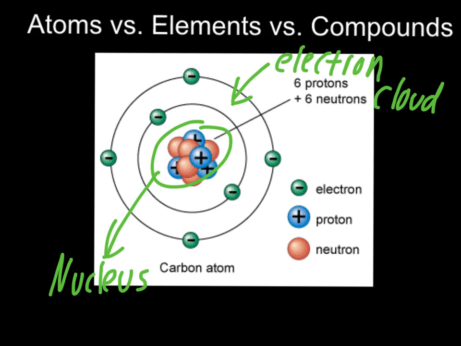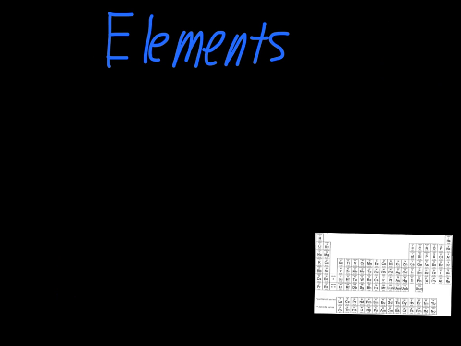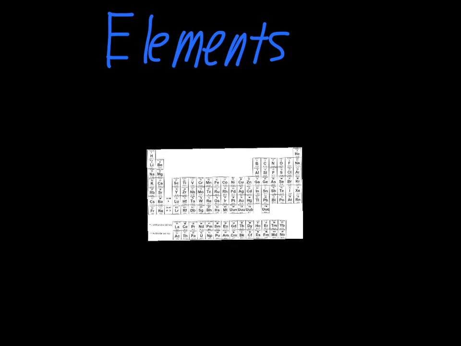The next one for us to talk about are elements. The simple definition for an element is that it's a pure substance that cannot be broken down into other substances by physical or chemical means. Basically, it's something that can no longer be reduced into a more simplistic version.